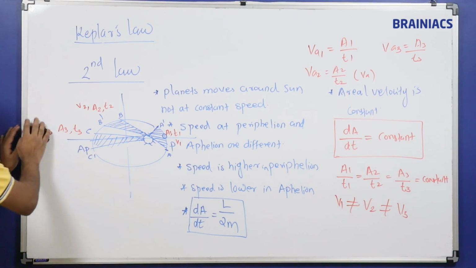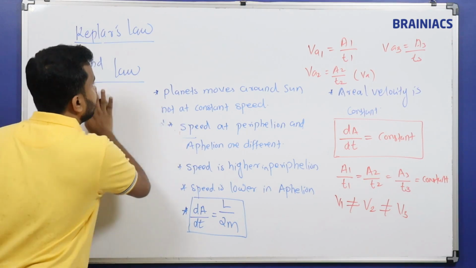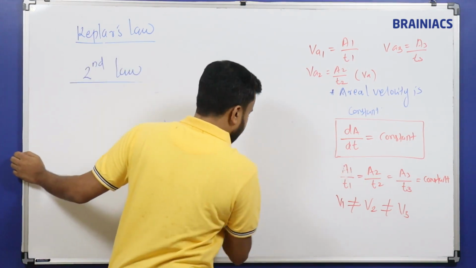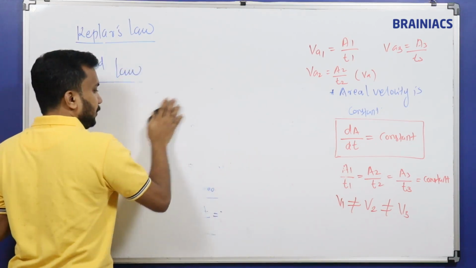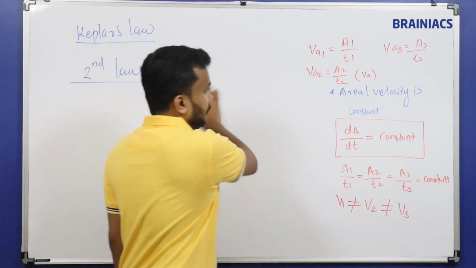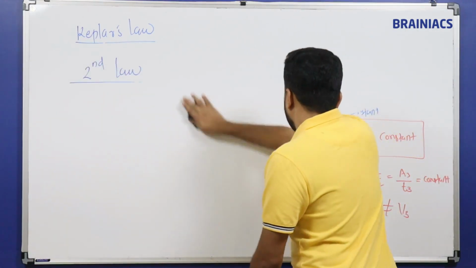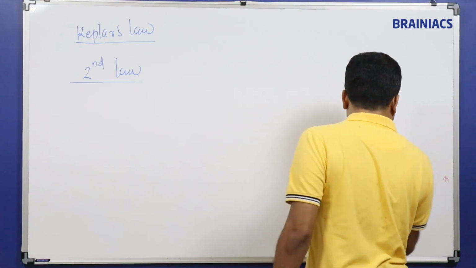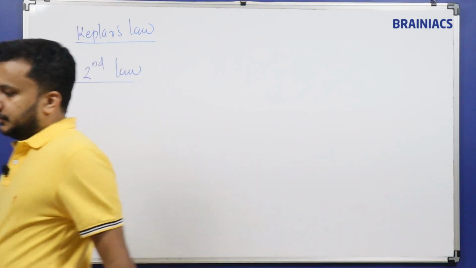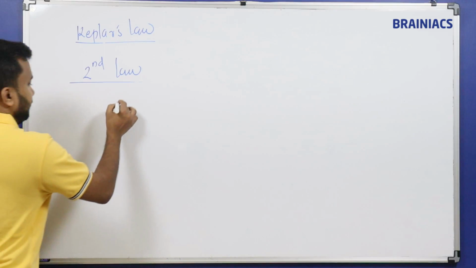So we are entering a subtopic: speed of satellites at perihelion and aphelion. What is the value of speed? I told you the satellite will be moving very fast at perihelion and very slow at aphelion. Then what is the value of this? How will we use a formula to derive that? Okay, so let me draw the diagram once again and we'll see.